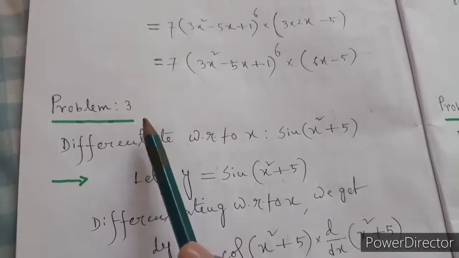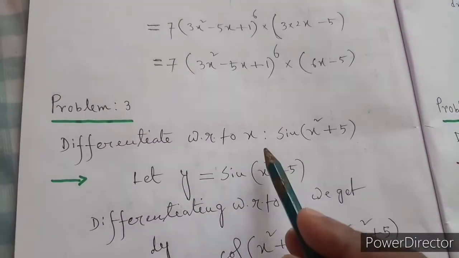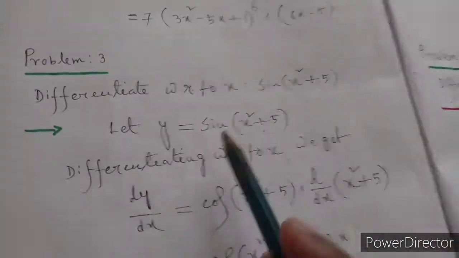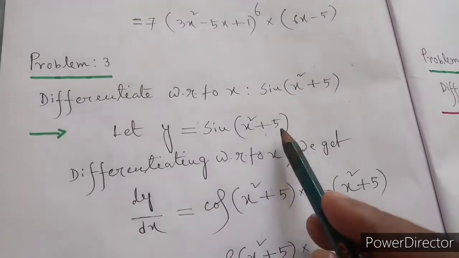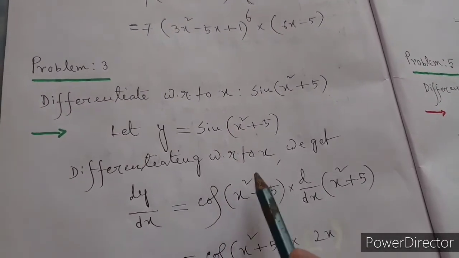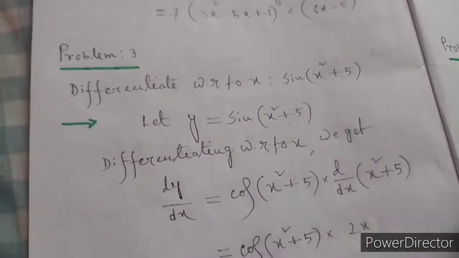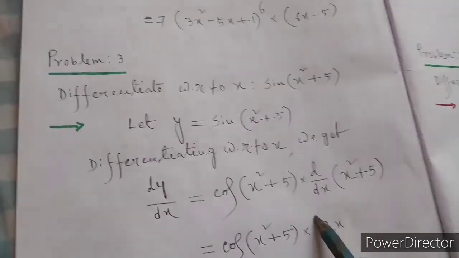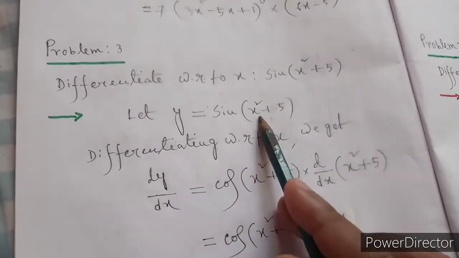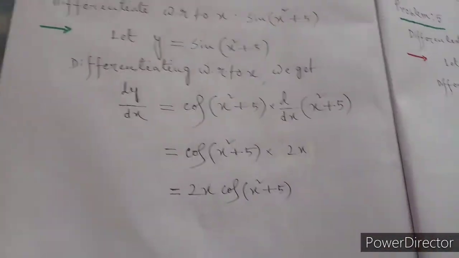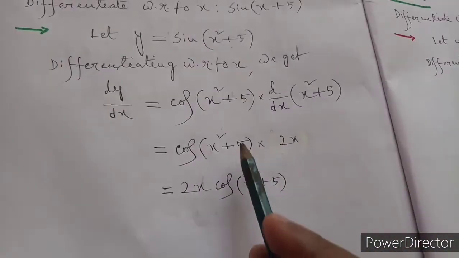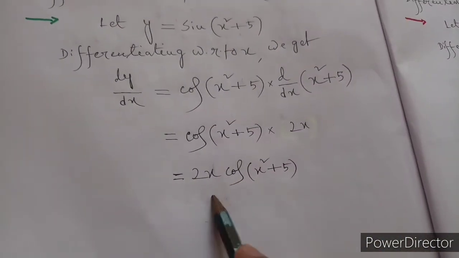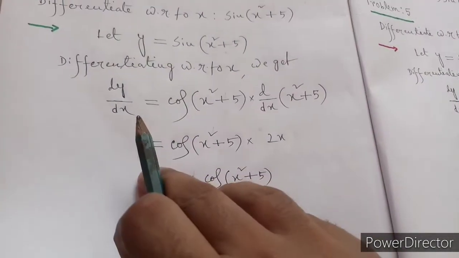Now problem number 3: differentiate with respect to x sine of (x square plus 5). How to solve it? Let y equal sine of (x square plus 5). Now differentiating with respect to x we get dy/dx equals the derivative of sine, which is cos of x square plus 5. Now according to the chain rule, d/dx of (x square plus 5). So cos of (x square plus 5) into the derivative of x square plus 5, which is 2x obviously. So the answer is 2x into cos of (x square plus 5).